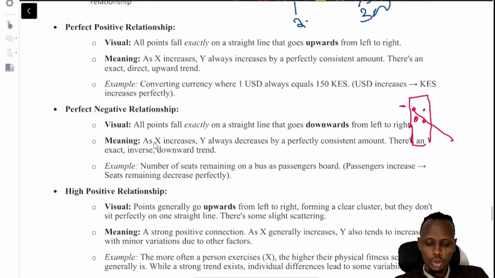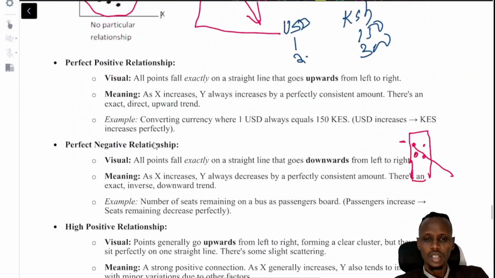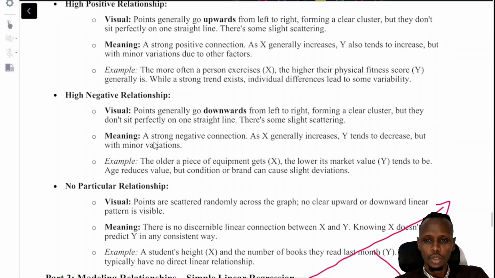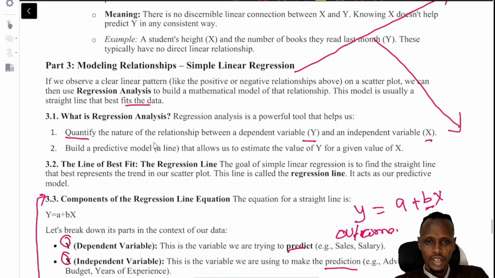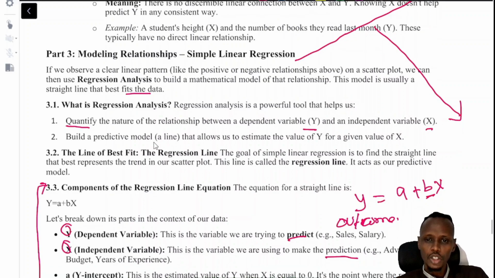So scatter plot, you remember? Yes, we will go to scatter plot. So it's a line of best fit, the regression line. The goal of simple linear regression is to find the line that best represents the trend in a scatter plot. This line is called the regression line. It acts as a predictive model.